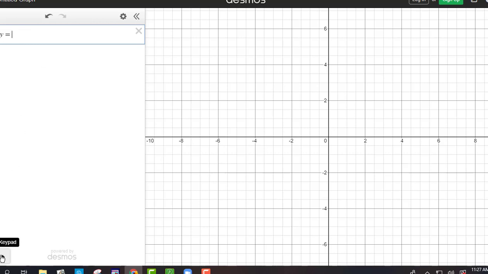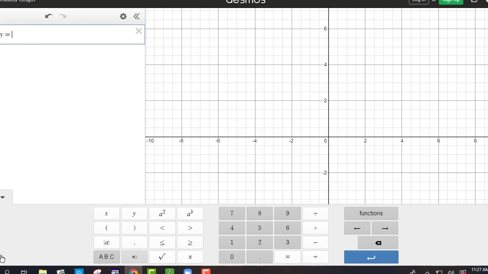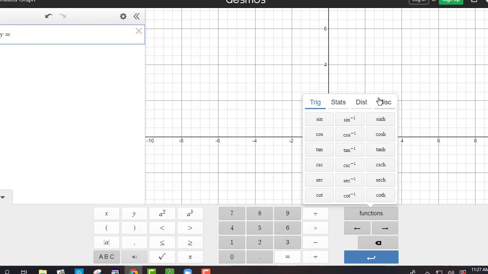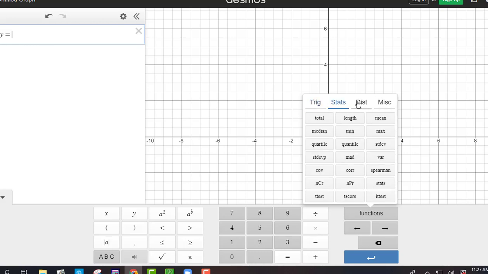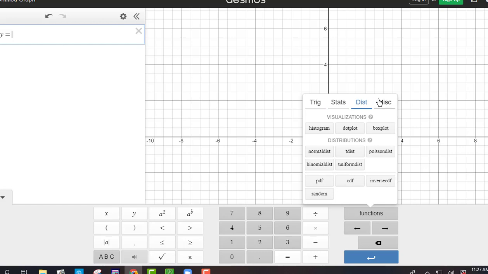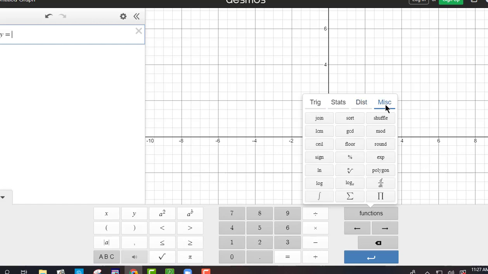When it comes to putting in the logarithms, click on it to where you get that little keypad. And if we look at it the way it is right now, we don't see log, do we? So we're going to investigate under our little function button. And then they split it into 4 different little categories: trig, statistics, distribution, and then miscellaneous. And then under miscellaneous, there are 2 different logs that are written.